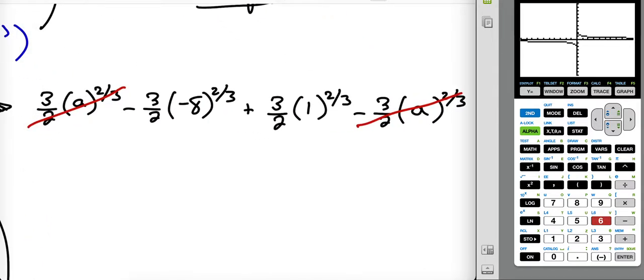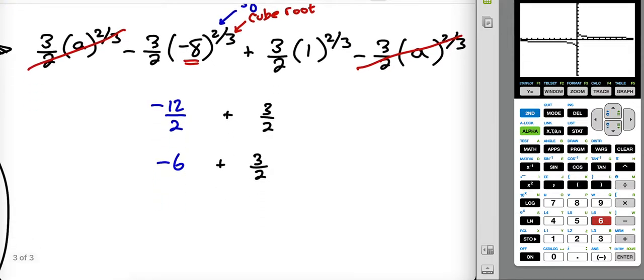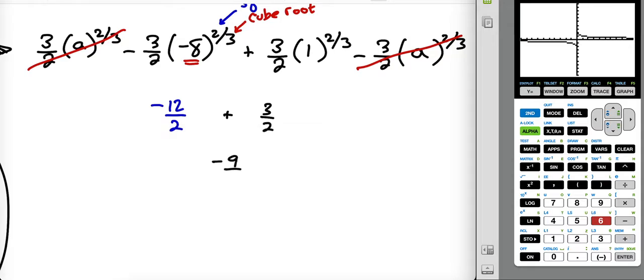So this is the cube root of -8, which is -2, squared, which is going to be 4. Times -3/2 is going to be -12 over 2, so -6. And then this one, well, 1 to any power is just 1, so plus 3/2. Probably should have left it as the 12 over 2. So we're looking at negative 9 halves.